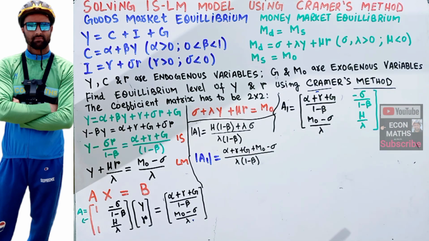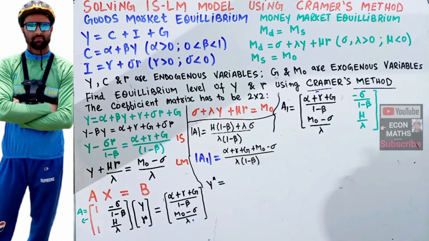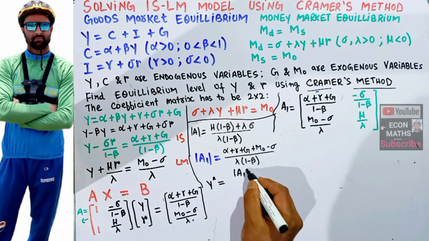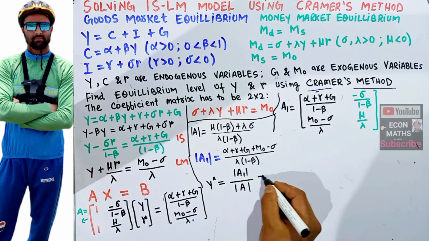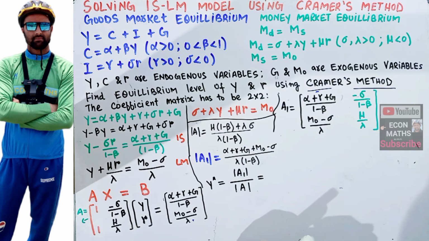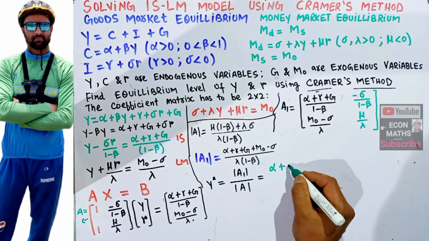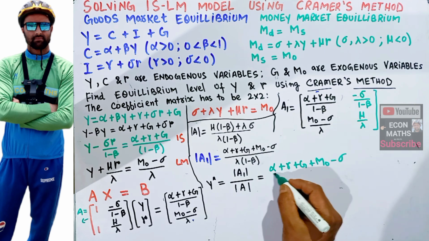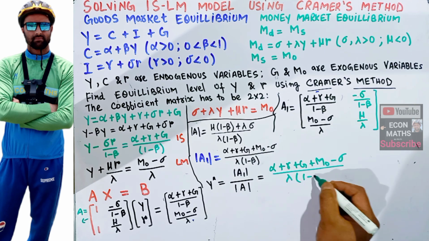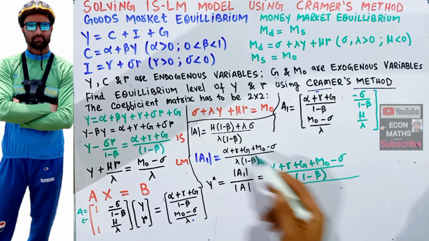Now what will be the equilibrium value of income? The equilibrium level of income, let us denote it by y naught, will be equal to the determinant of this new matrix A1 divided by the determinant of the coefficient matrix, that is A. And A1 is this very stuff: alpha plus gamma plus g plus m naught minus rho divided by lambda times 1 minus beta. The determinant of this matrix is divided by the determinant of the coefficient matrix.